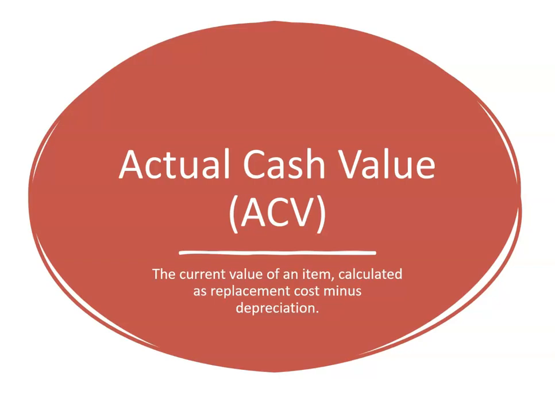ACV equals used price. If a car's replacement cost is $25,000 and depreciation is $5,000, what's the actual cash value? That's right, it's $20,000.